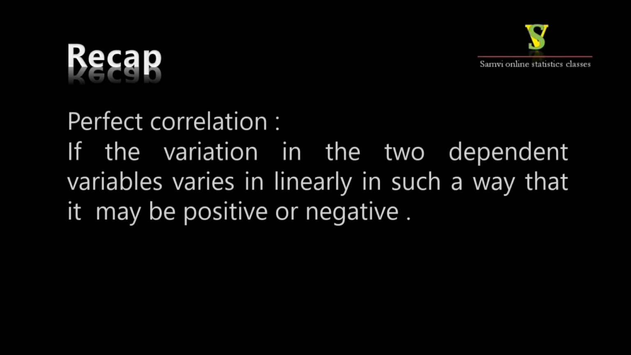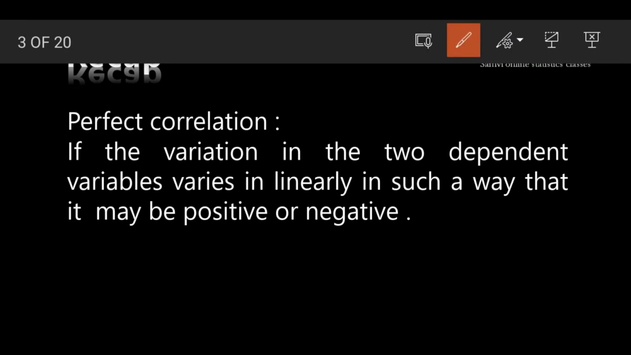Next is perfect correlation. If the variation in the two dependent variables varies linearly, it may be positive or negative. By using the measurement, suppose I get +1, then we can say that it is a perfect positive correlation. If I get -1, then we can say that it is a perfect negative correlation. After this, we discussed the scatter diagram.